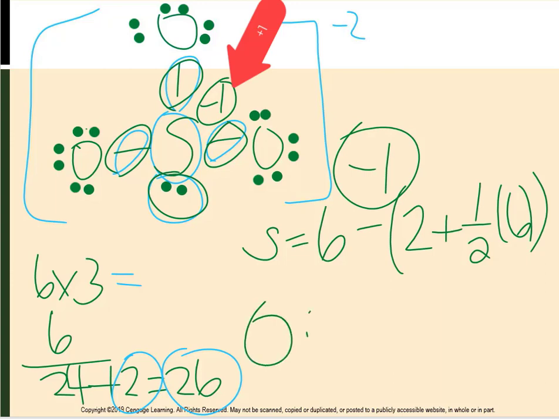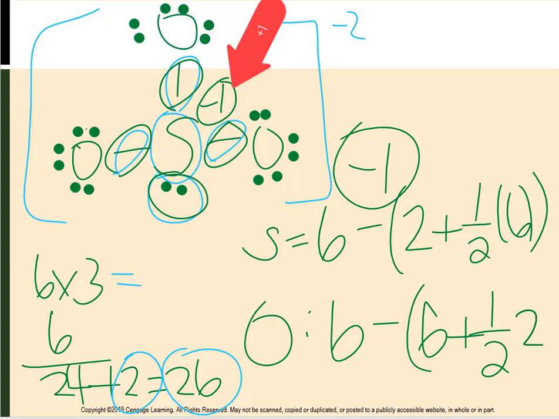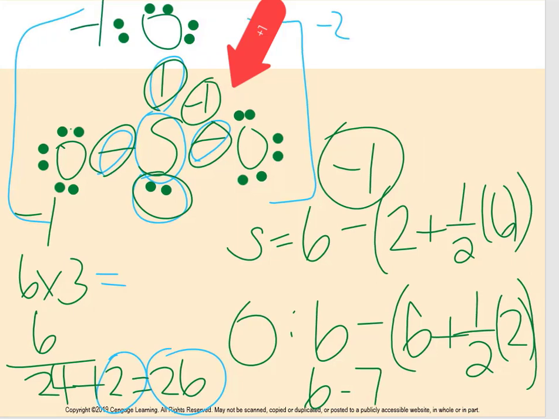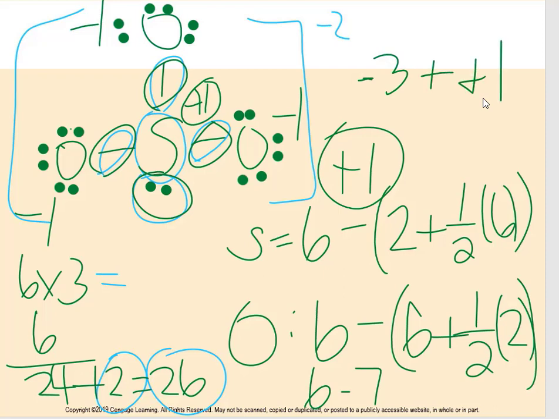Now let's look at the oxygen. Oxygen we know had 6 valence electrons also, minus, how many lone pairs did each oxygen have? 2, 4, 6, plus half of, there was only 1, each oxygen only had 1 bond. So half of 2. So 6 plus 1 is 7. 6 minus 7 is -1. Each oxygen, -1, -1, -1, +1. Therefore, I have 3 negatives and a +1. So -3 plus +1 gives me my overall ion of -2.